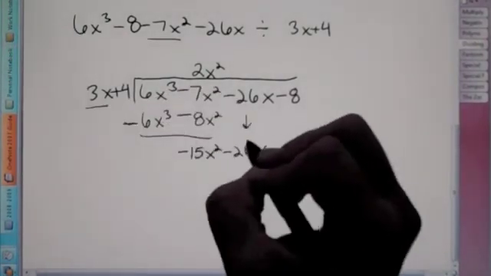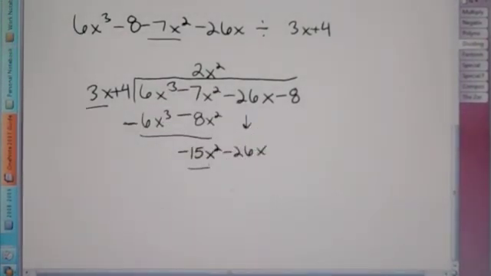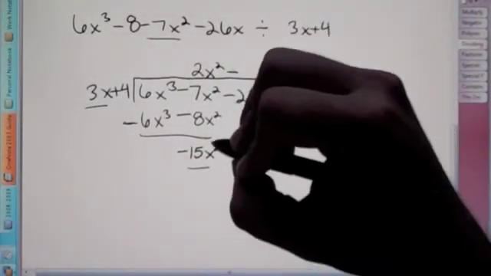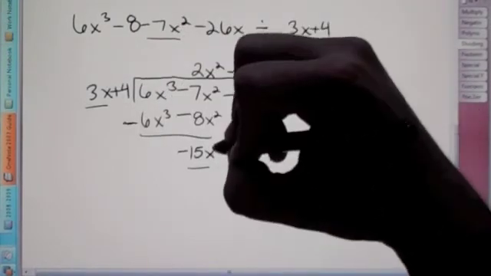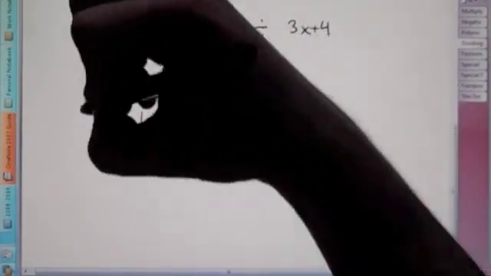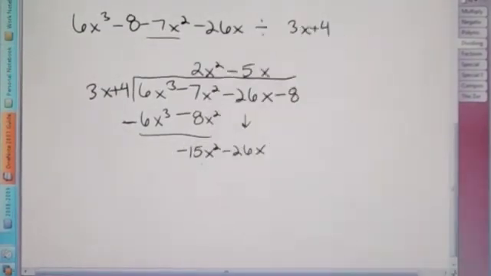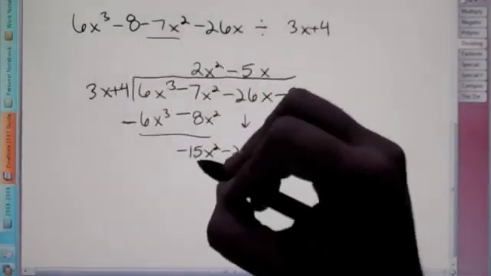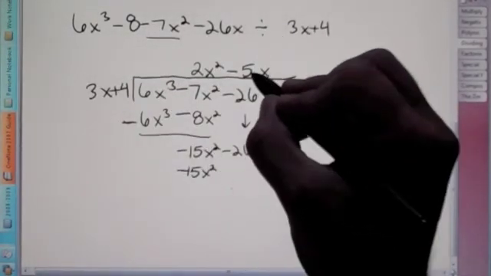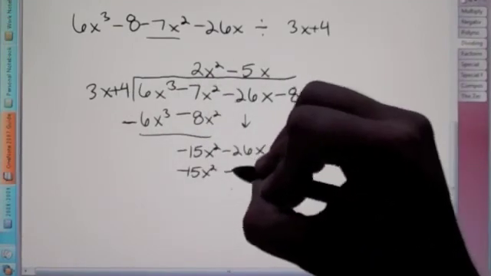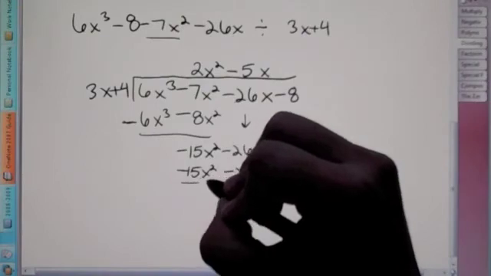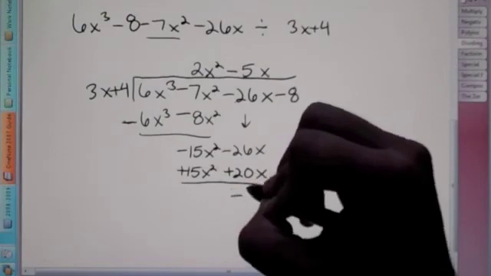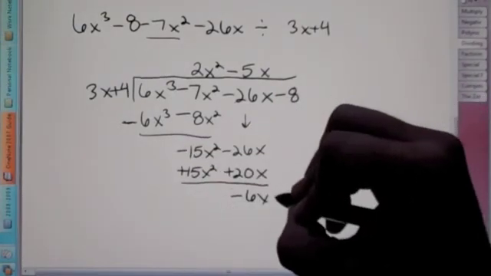Now we ask ourselves, how do I get from 3x to negative 15x squared? Well, first of all, it's going to be a negative because positive times a negative is a negative. 15 divided by 3 is 5. X squared divided by x is x. So we multiplied it by negative 5x. Now we distribute that back. Negative 5x times 3x is negative 15x squared. Negative 5x times positive 4 is negative 20x. And again, we switch the symbol. Negative 26 plus 20 is negative 6x. We bring down the negative 8.